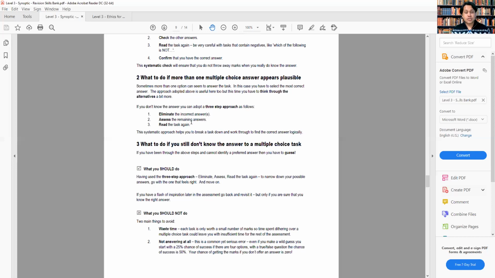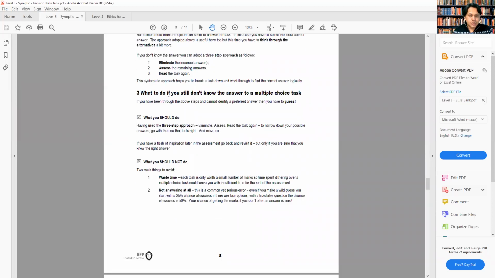Second, assess the remaining answers. So out of four, two are not right. Remove these two, and out of the remaining two, you assess which one is right. Third, read the task again. Make sure you go back to the question, read it again, and choose the right one. This systematic approach helps you break the task down and work through to find the correct answer logically.